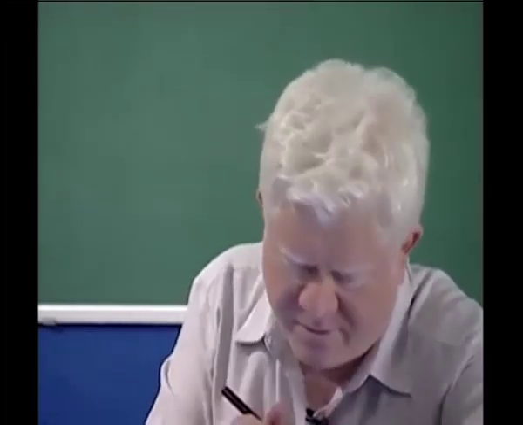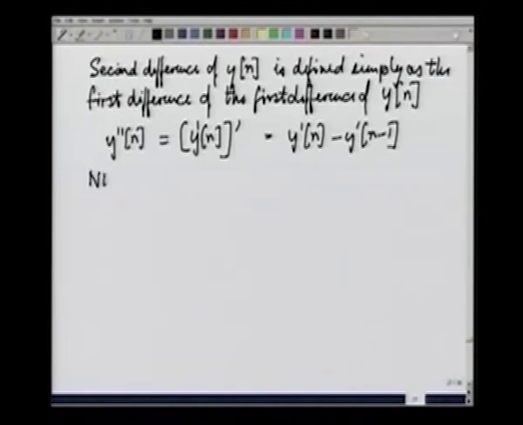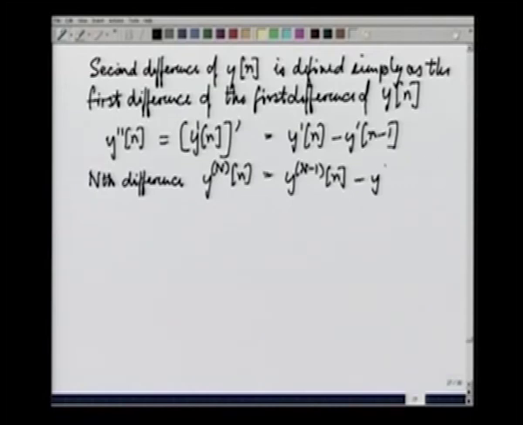And by analogy you can go on and define the nth difference. I will denote this by y superscript n of n, which is equal to y superscript n minus 1 of n minus y superscript n minus 1 of n minus 1.